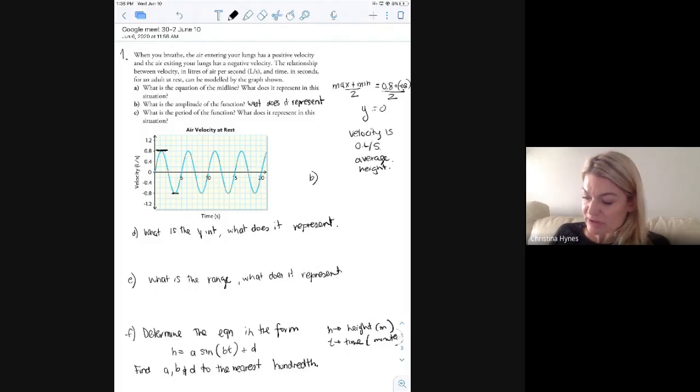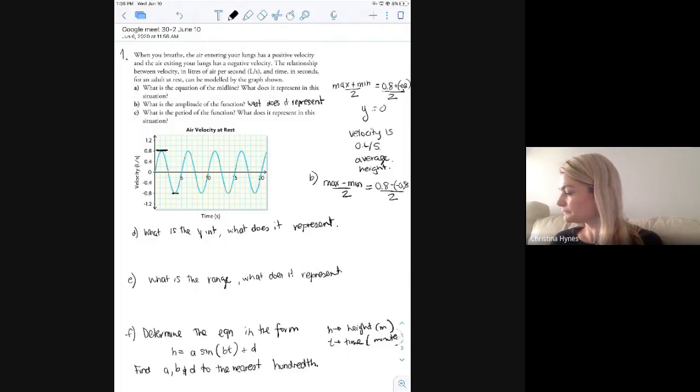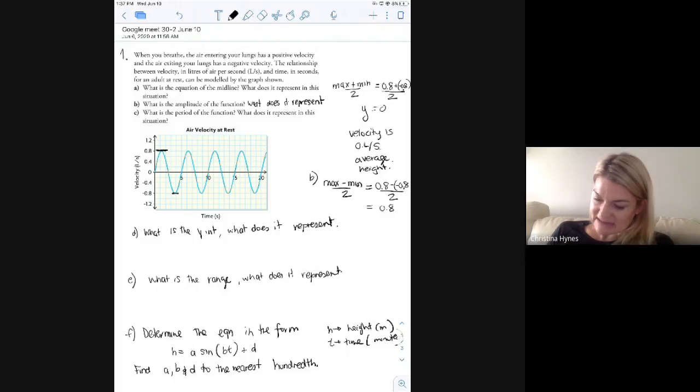Amplitude. Amplitude is where you go max minus min divided by 2. You use the exact same numbers as above, but now you're subtracting between them. So 0.8 minus negative 0.8, divide that answer by 2. If you put these together and divide by 2, you should see that the answer is 0.8, because that's the distance from your midline to your maximum, and that's the distance from your midline to your minimum. So your amplitude is just the height between the midline and the max or midline and the minimum. This is going to be in liters per second.